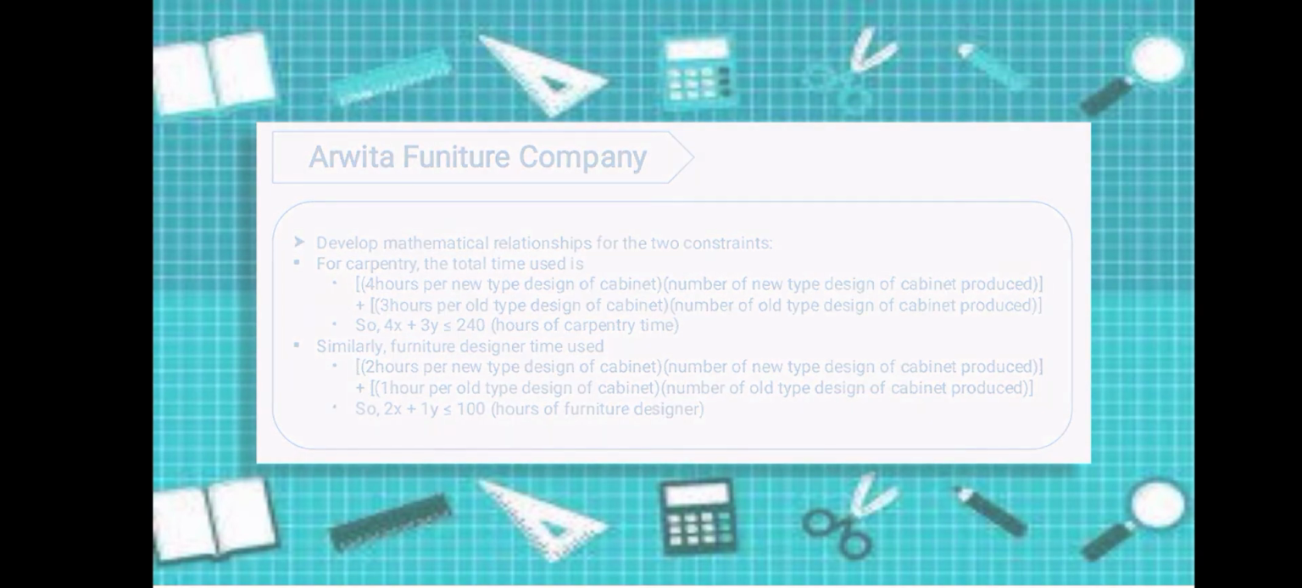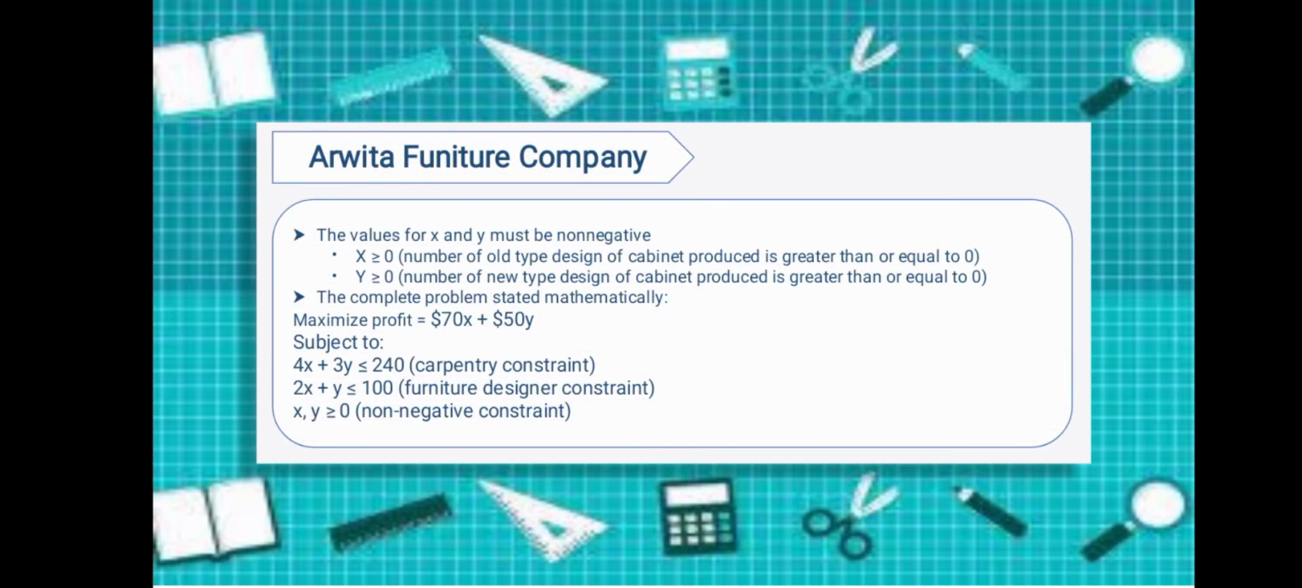Yun, the values for x and y must be non-negative. So, the x greater than or equal to 0 since the x is the number of new type design of cabinet produced is greater than or equal to 0 as well as the y. So to complete the problem stated, we will write it in mathematical expression.